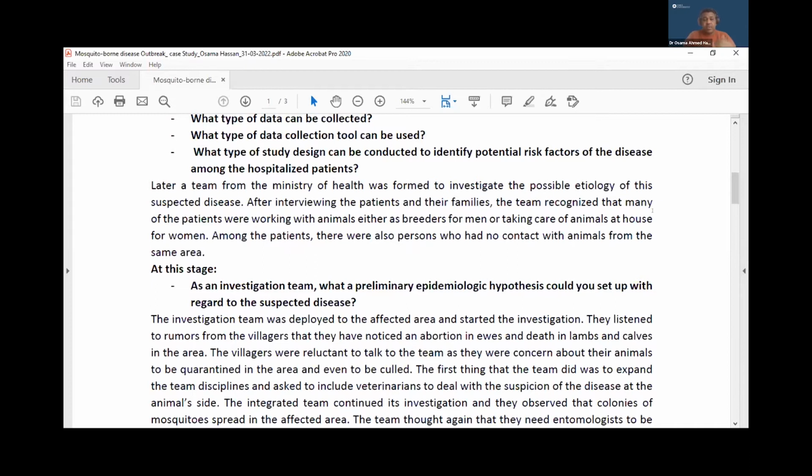I said the team from the Ministry of Health was formed to investigate the possible etiology of this suspected disease. After interviewing the patients and their families, the team recognized that many of the patients were working with animals, either as breeders for men or taking care of animals at home for women, but there were also persons who had no contact with animals from the same area.